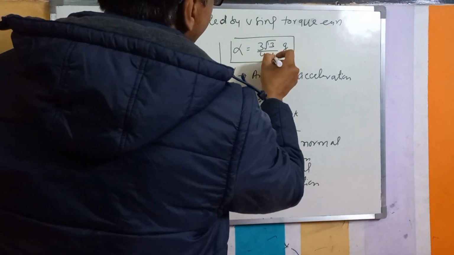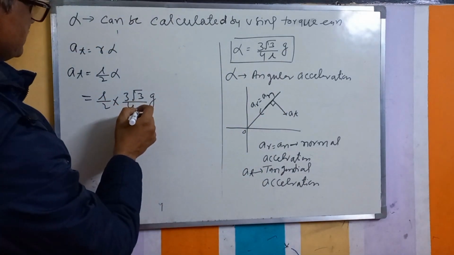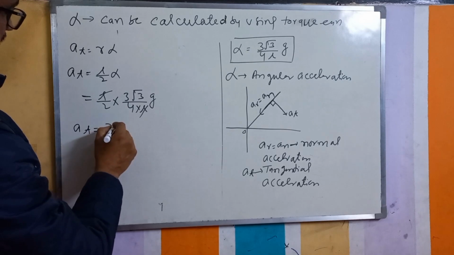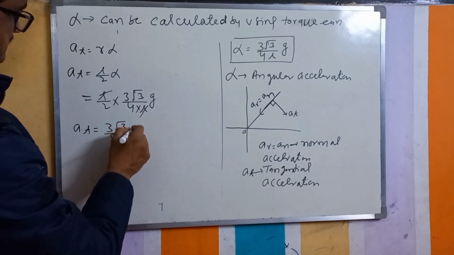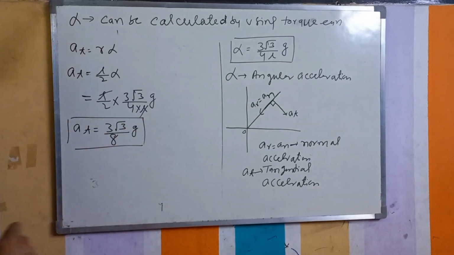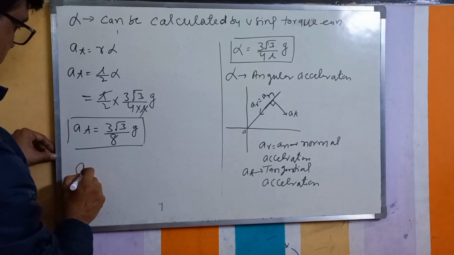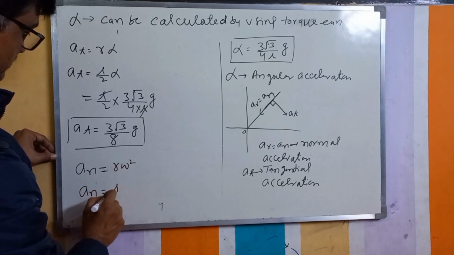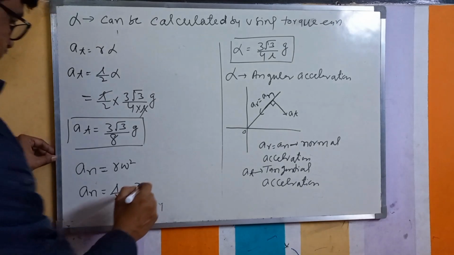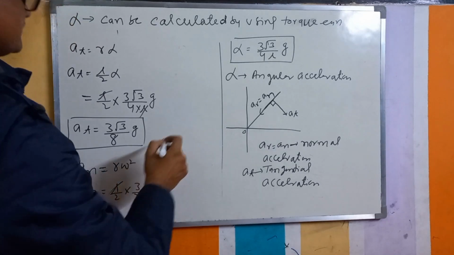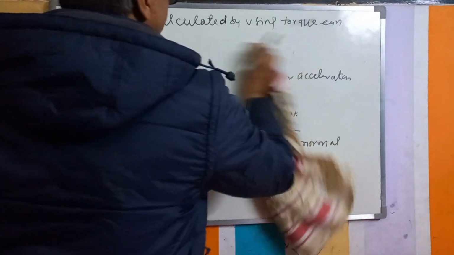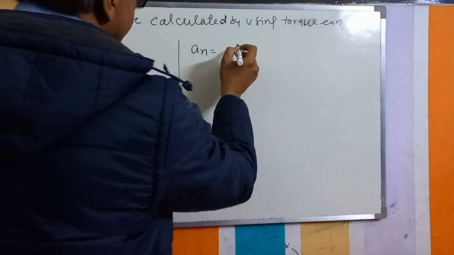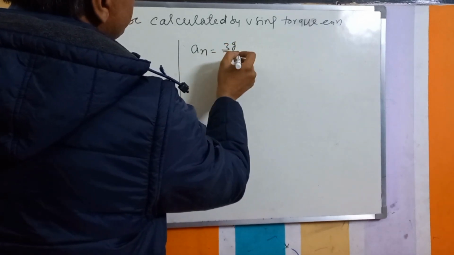This is your L here also, so L gets cancelled. So A_T is equal to 3 root 3 by 8 G. Here it is the tangential acceleration. And the normal acceleration A_n is equal to R omega square. So A_n is equal to L by 2 into 3 by 2 G by L. L cancelled. So the normal or radial acceleration A_n is equal to 3 G by 4.